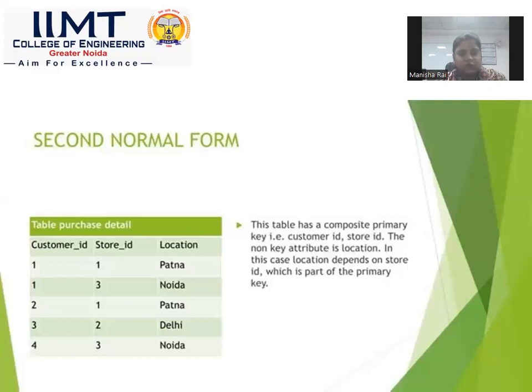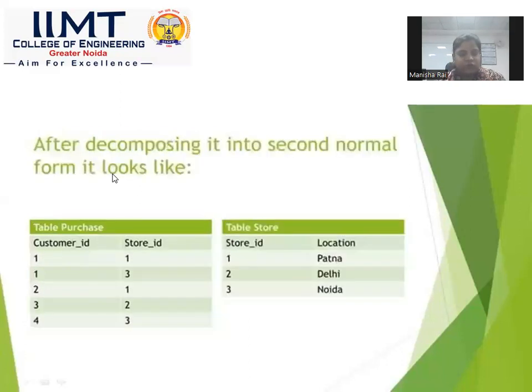How will we overcome this problem? Again, we have to decompose this table into two different parts. In the first table, we will put the data of customer ID and store ID. And in the second table, we will put the data of store ID and location. In the first table, customer ID and store ID will be our composite primary key. And in the second table, store ID will be our primary key, and location is now fully functionally dependent on the store ID. So here we remove partial dependency. Now we can see that our database represents itself in second normal form.